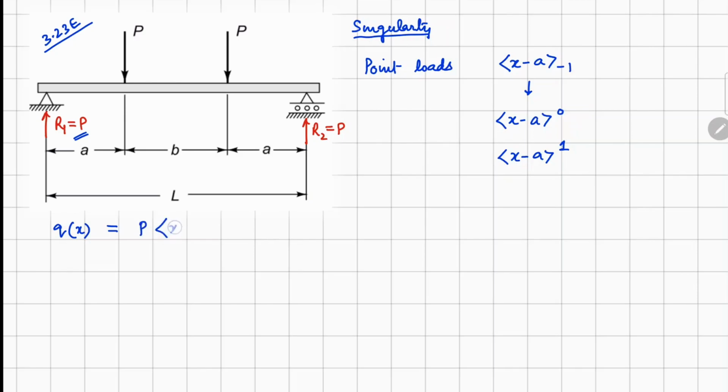We have P x minus 0 to the power minus 1, the second function is minus P because P is acting downwards, so x minus a, which is the location, to the power minus 1 since it is a point force, and again minus P, and the location for this right here is a plus b, to the power minus 1. And this last one, even if we write it there, x minus L will never be positive for this beam, so we can ignore that part.